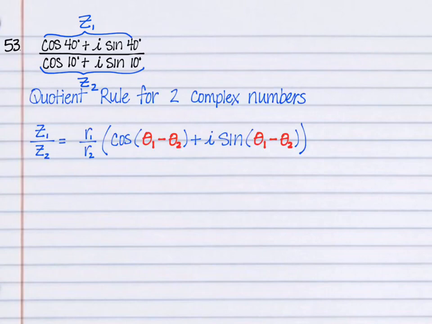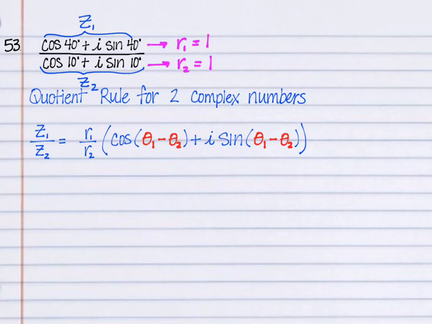For division, we have what's called the quotient rule of complex numbers. The numerator is always our first complex number, and the denominator is our second complex number. The quotient rule states that when you're going to divide one complex number by another, you divide the modulus, and then you subtract the angles, where you're subtracting the numerator's angle minus the denominator's angle.